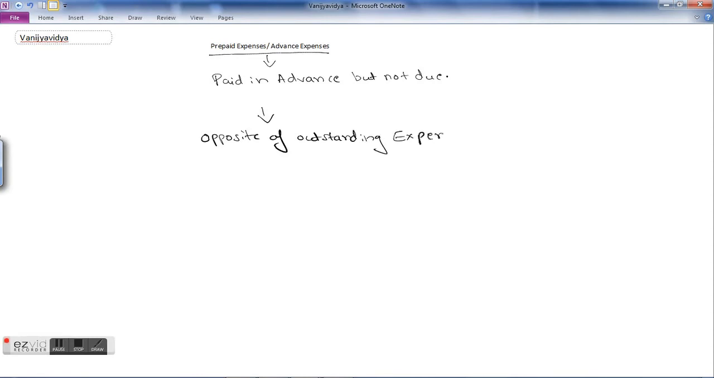In outstanding expense, what has happened? If there is some outstanding expense, we are paying the expense later. The expense has been incurred already, but we are paying it later. Whereas in prepaid and advance expense, we are paying it in advance, but the expense is not yet due. Now, let's see an example for a prepaid expense.